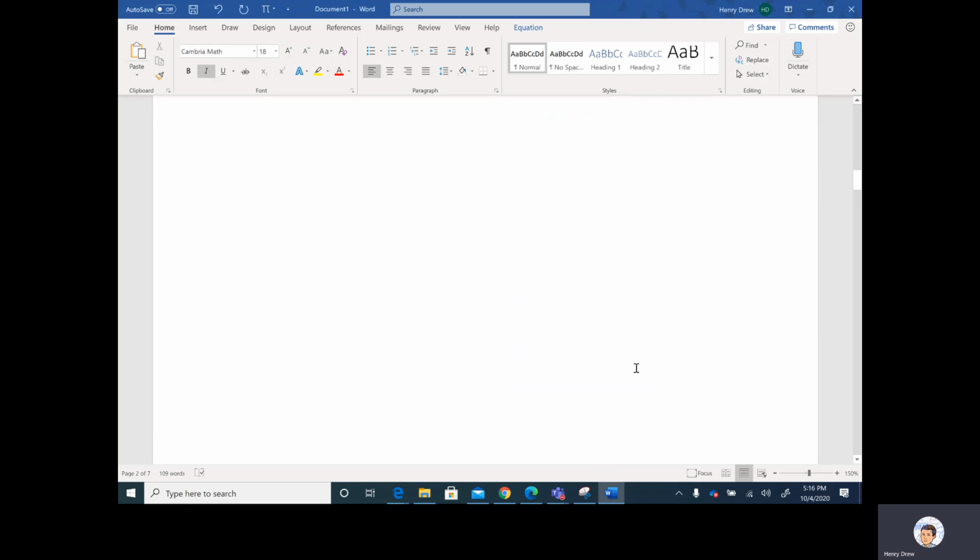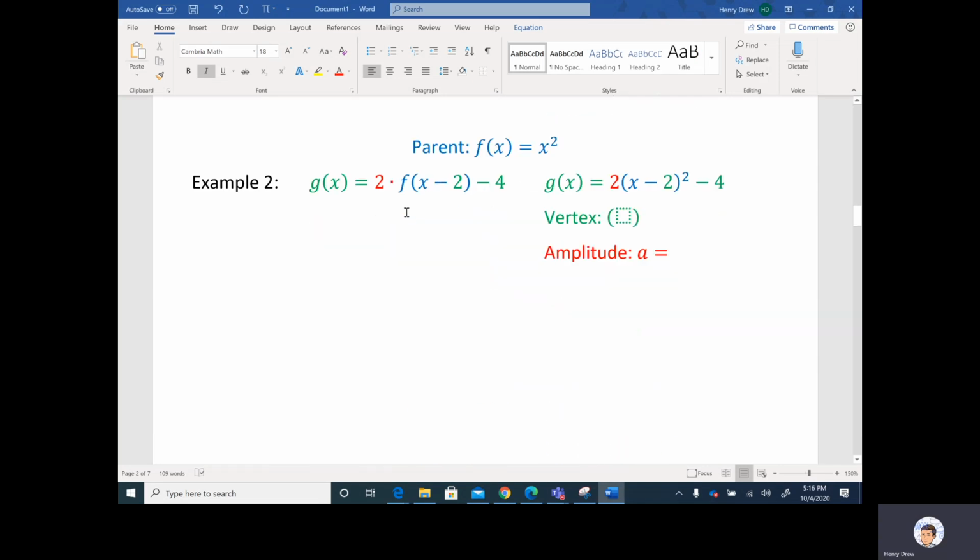Now, second example. It looks exactly like the first, except I've thrown a 2 in front. Now the 2 is an amplitude, but if you notice as it's written, I'm only multiplying the 2 times the parentheses. I'm not impacting the minus 4. So my vertex is still going to be at 2, negative 4. Now my amplitude is 2. When we were performing transformations earlier, if we said, take that function and now vertically stretch it, we would have to multiply the 2 times the whole function, and so we would multiply it times the negative 4 also, but that's not the case here.